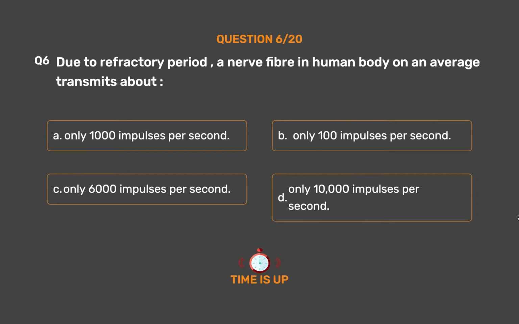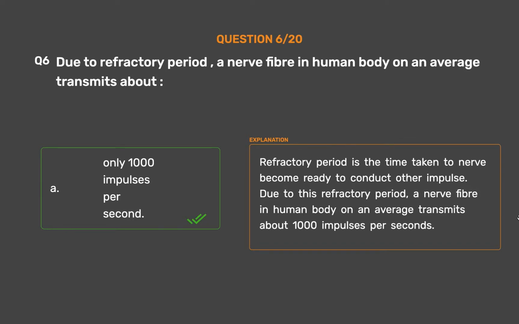The correct answer is Option A. Only 1000 impulses per second. Refractory period is the time taken for the nerve to become ready to conduct another impulse. Due to this refractory period, a nerve fiber in human body on an average transmits about 1000 impulses per second.